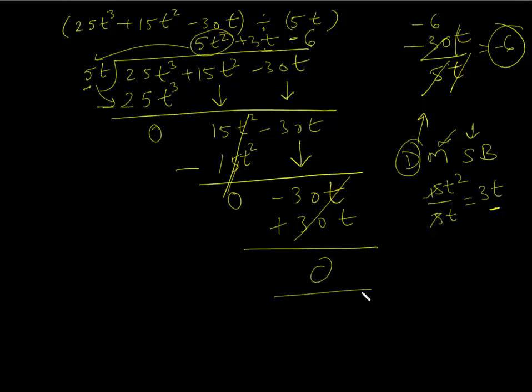So what will be your answer? Your answer will be the quotient right here. It is 5t squared plus 3t minus 6.